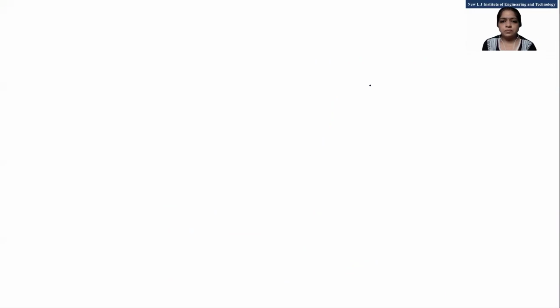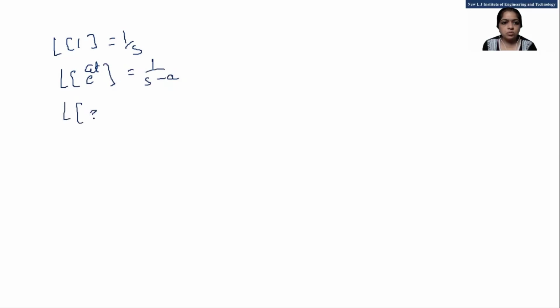First, Laplace of 1 is 1 by s, right? Laplace of e raised to at is 1 upon s minus a. Laplace of e raised to minus at is 1 upon s plus a.